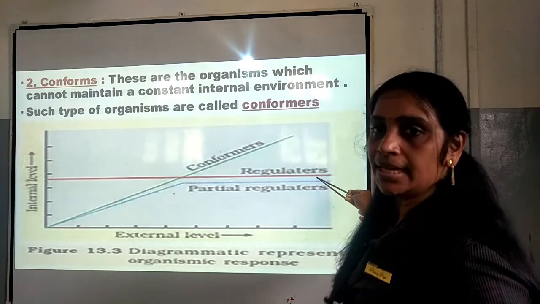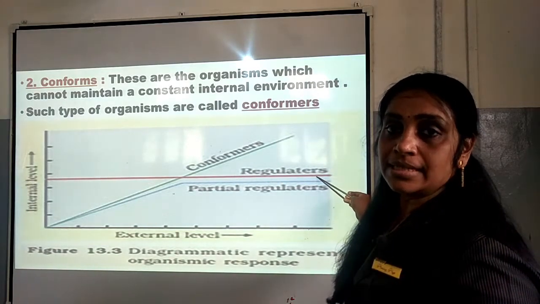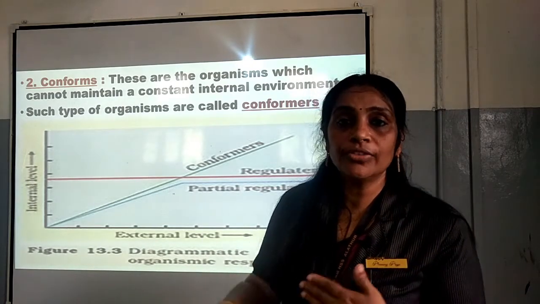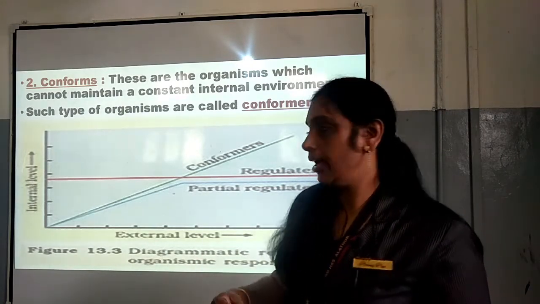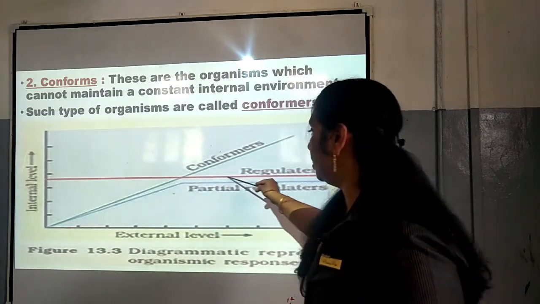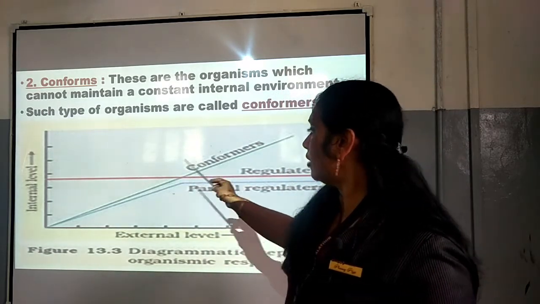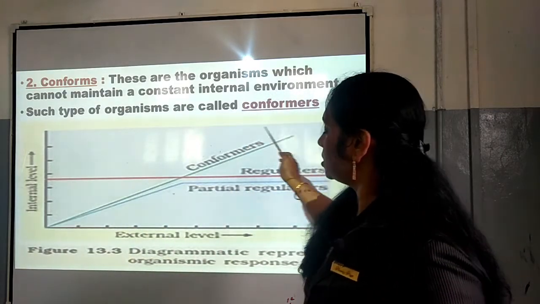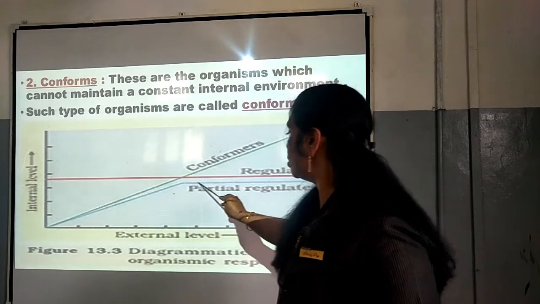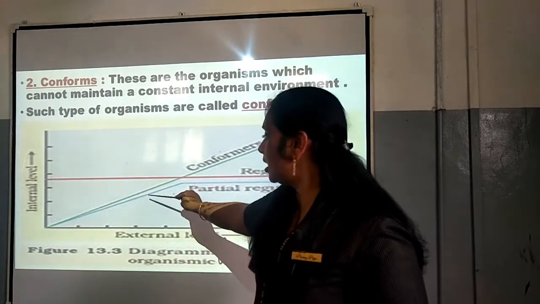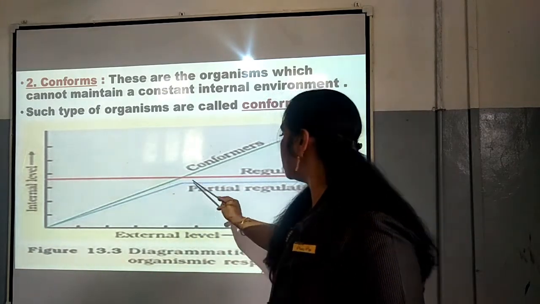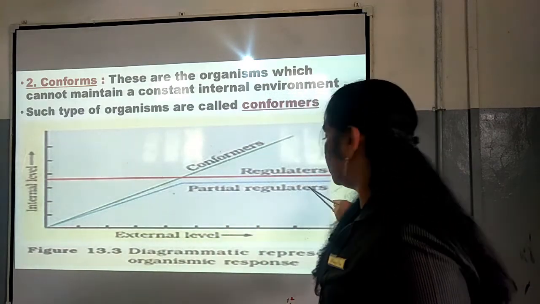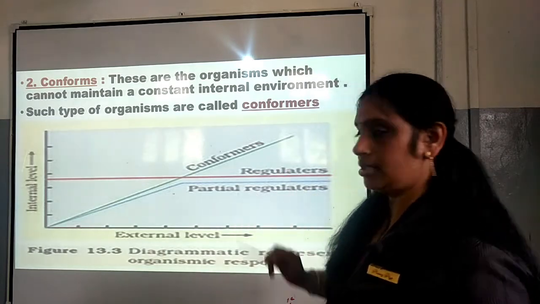Regulators are able to maintain their internal condition according to the variation taking place in the outer environment. Therefore, it is always stable, isn't it? But in the case of conformers, they are not. You can see the graph moving for the conformers. And the third one is the partial regulators, that is, partially they will be regulators and partially they will be conformers. So this is conformers and this is regulators, in the case of partial regulators.